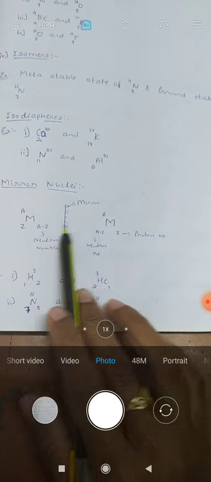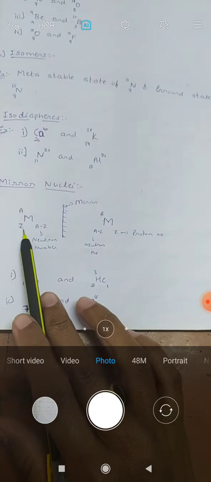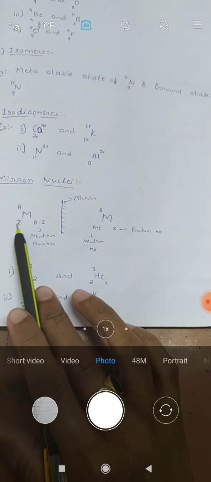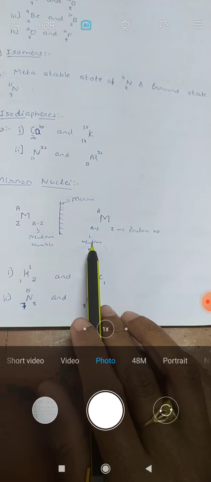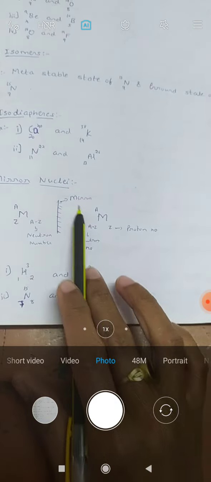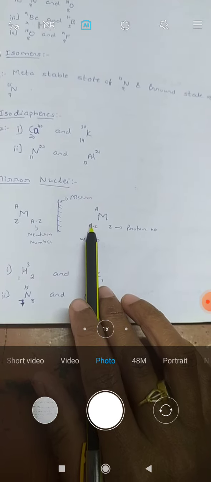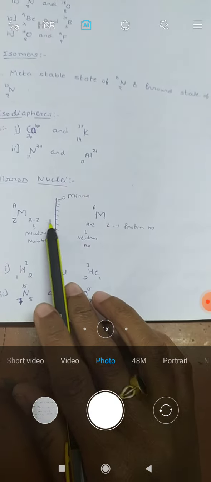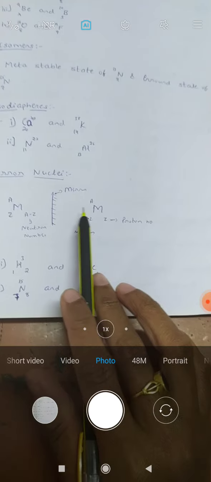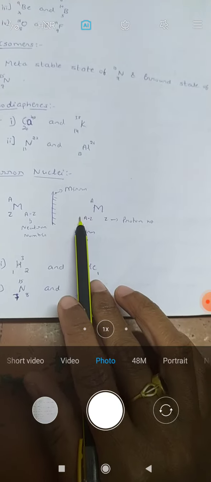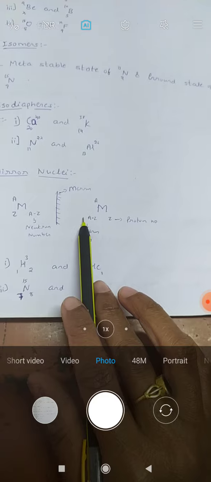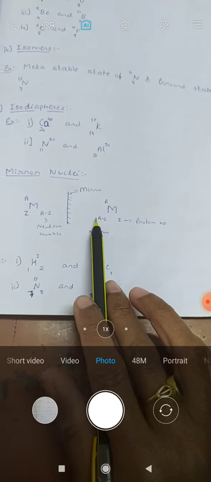This is the diagram of the mirror nuclei. In first case, it consists of Z number of protons, which is equal to the number of neutrons present in the case of mirror nuclei. So the nuclei in which the number of protons in one nucleus is equal to the number of neutrons in the other nucleus are known as mirror nuclei.